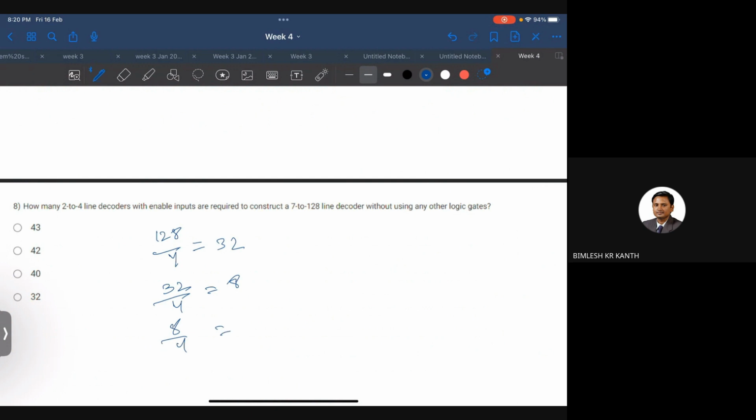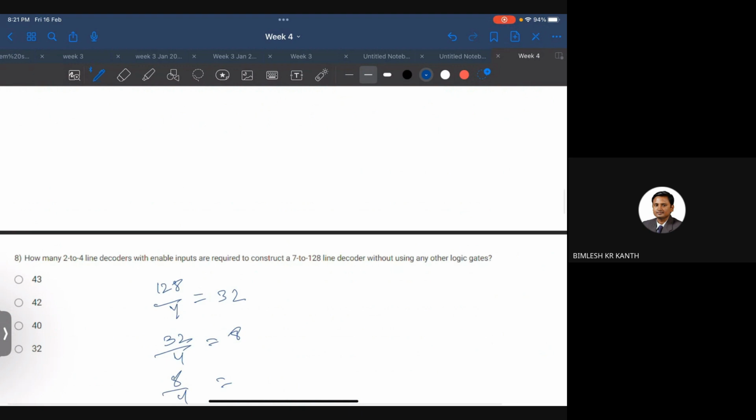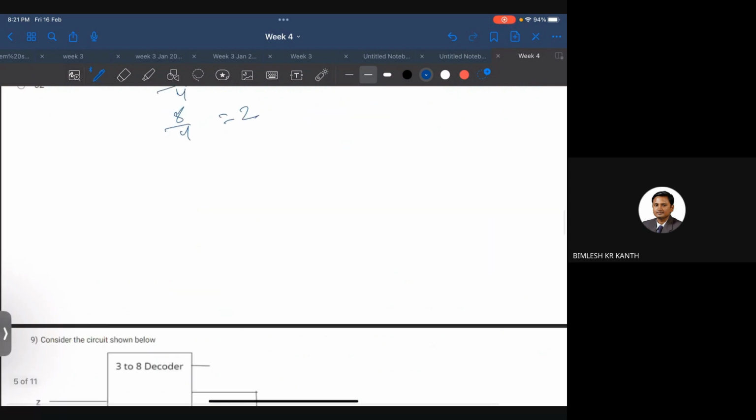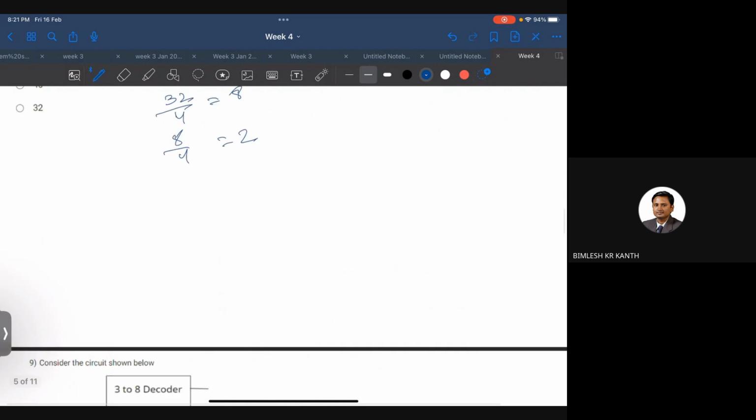What is this 2 to 4 line decoder? This is a decoder, a 2 input and 4 line decoder. I think in the lectures everything is given, right? So 8 divided by 4 will be 2. So it will be 32 plus 8 plus 2, which is 42. So in that way, numerically we can solve, right?